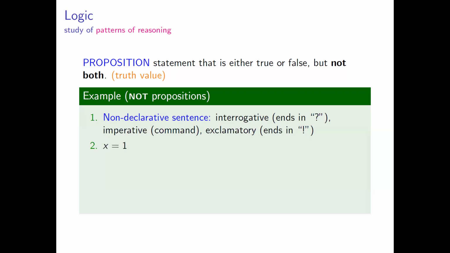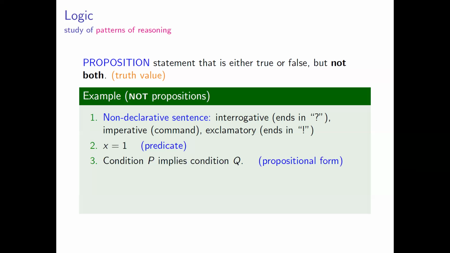The mathematical statement x equals 1 is not a proposition. Without any additional information about the unspecified object x, the sentence is neither true nor false. This is an example of a predicate. The sentence, "Condition P implies condition Q," is not a proposition. Since P and Q are unspecified statements, the sentence is neither true nor false. This is an example of a propositional form.